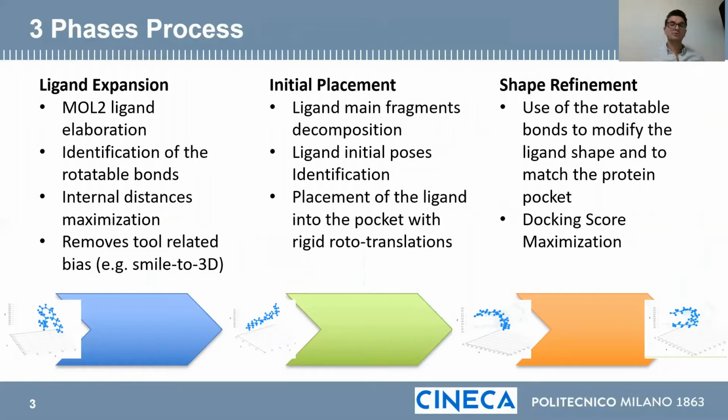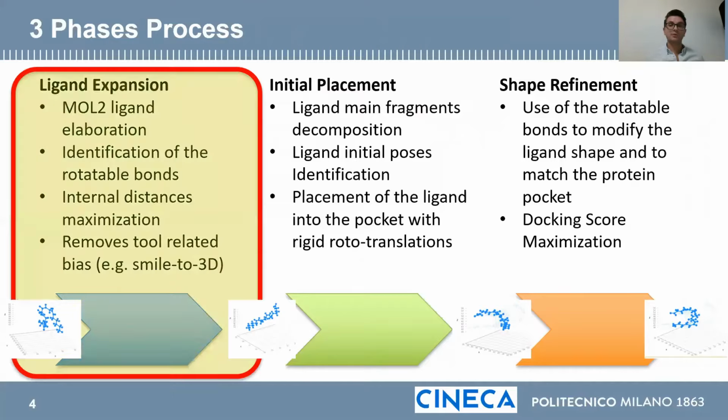The ligand expansion consists in taking the information related to a compound from a mol2 file and translating it into a three-dimensional model. From this model, we will identify some rotatable bonds and we will maximize the internal distances. Then we will place this molecule, thanks to some roto-translations, inside the pocket, and then there will be some shape refinement. Our project is about the ligand expansion.